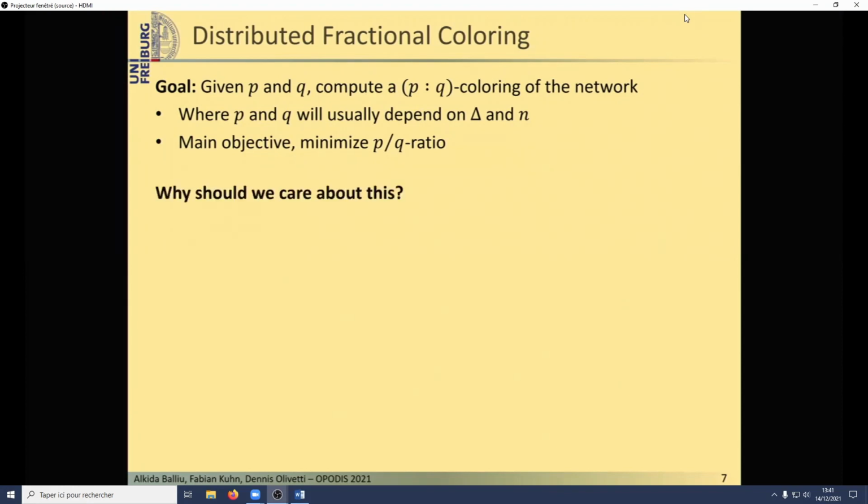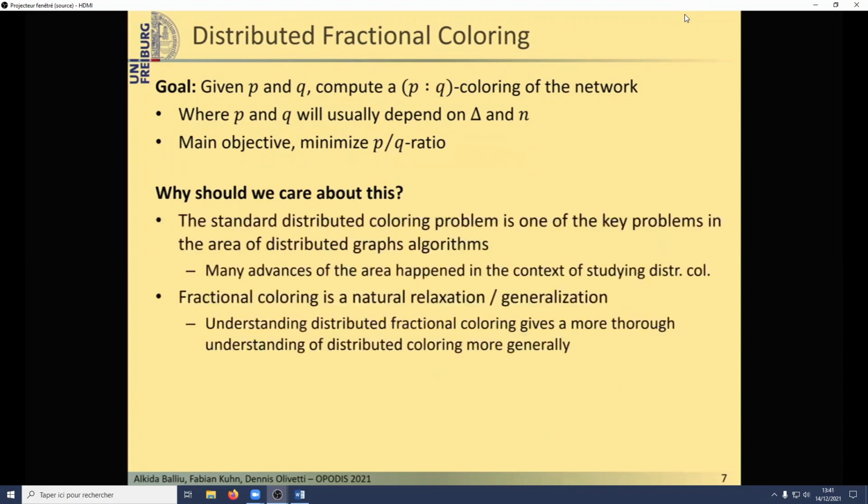And again, I can ask why we should care about this. Let me first give the answer from a theoretical point of view. You can just see this as a very natural generalization of coloring. And it just completes our understanding of this problem that we have studied so thoroughly already.